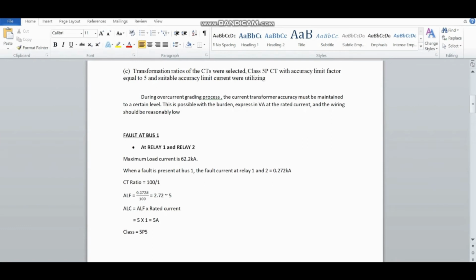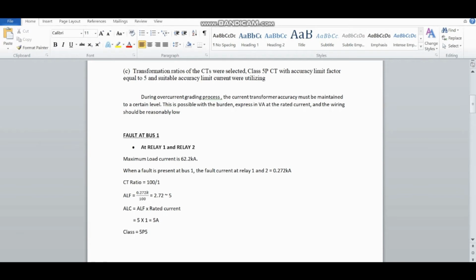So for part C, the transformation ratios of the CTs were selected. Then class 5P CT with accuracy limit factor equal to 5 and suitable accuracy limit current were utilized. During the overcurrent grading process, the current transformer accuracy must be maintained to a certain level. This is possible with the burden expressed in VA at the rated current, and the wiring should be reasonably low.